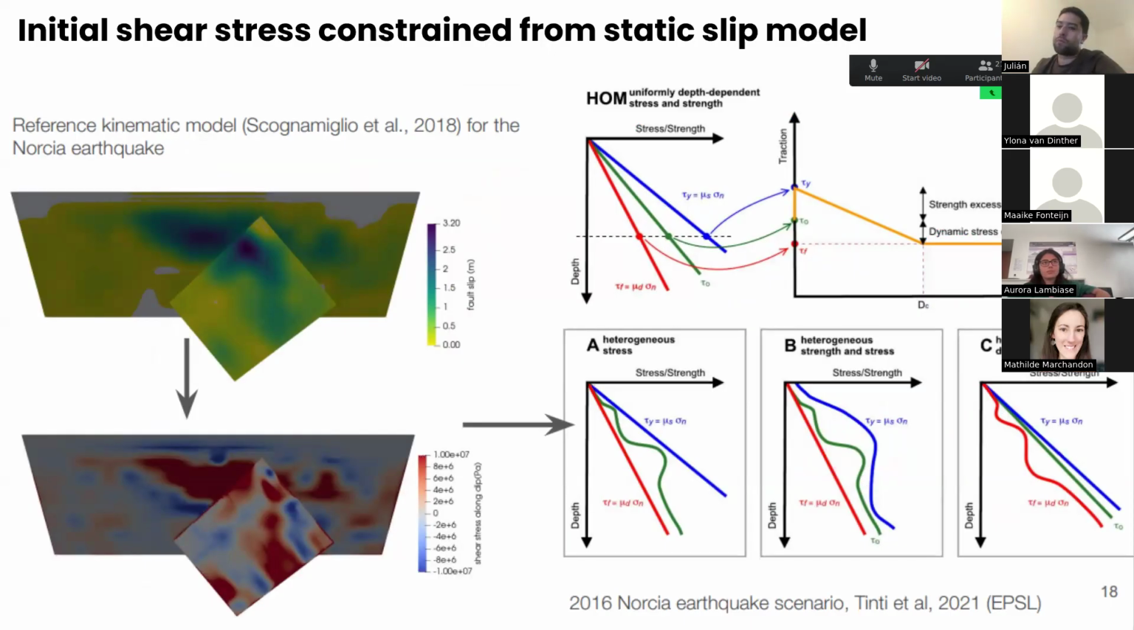Another way to constrain initial stress is to use a static slip model. When we want to model a given earthquake, we can use a static or a kinematic model to compute the stress change associated with this model. Then we can use the stress change to constrain the initial condition. We can either add the stress change on top of the residual strength to have a variable initial stress, or alternatively use this stress change to have variable residual strength but a constant initial stress.